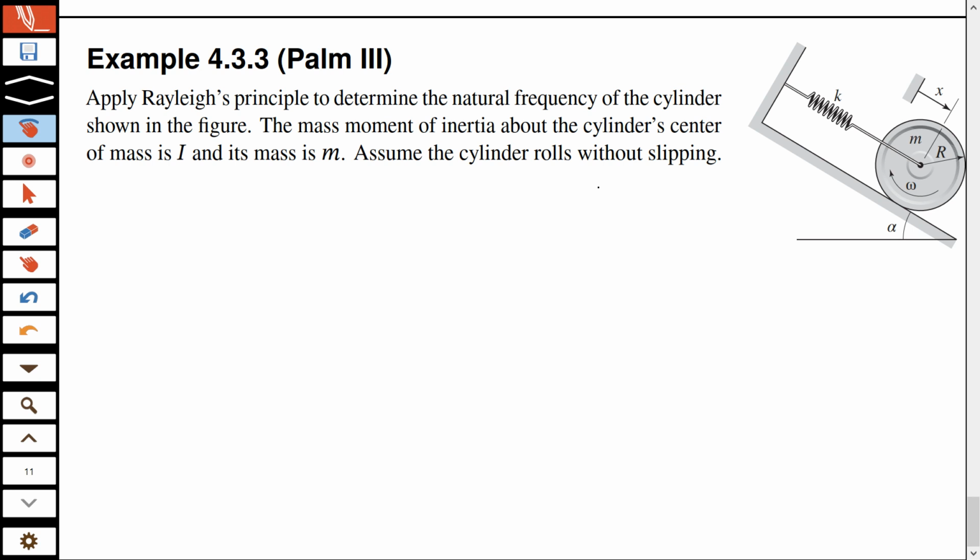This is basically a practice for that principle. If I start with this picture and I want to apply Rayleigh's method to determine the natural frequency without writing down the differential equations. So now, what is the mass moment of inertia here? It is I. Translational inertia is m, which is mass, and assume that this cylinder rolls without slipping.